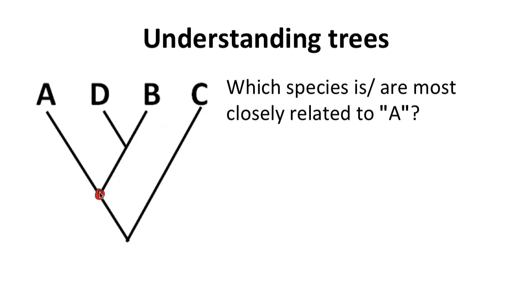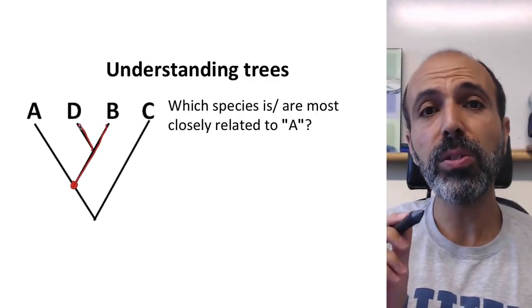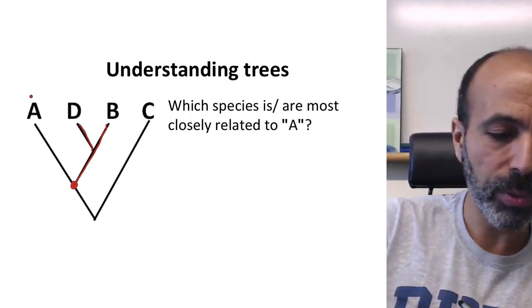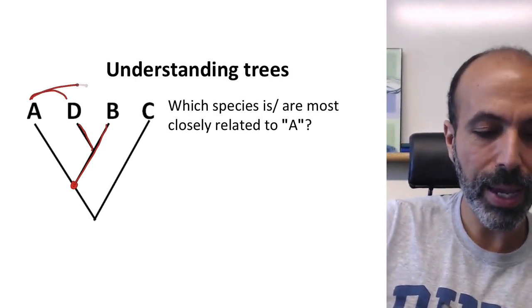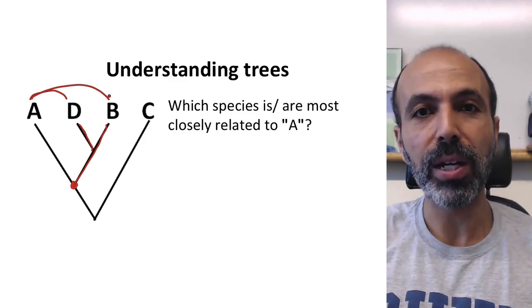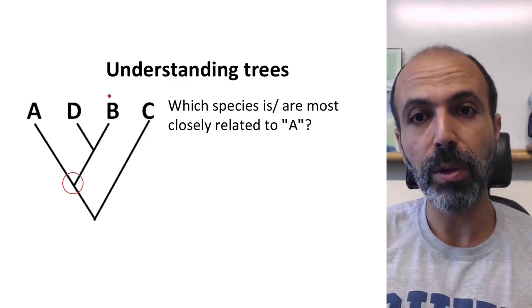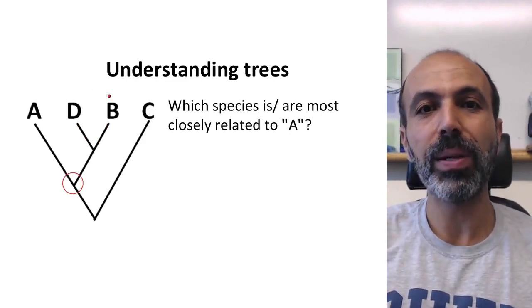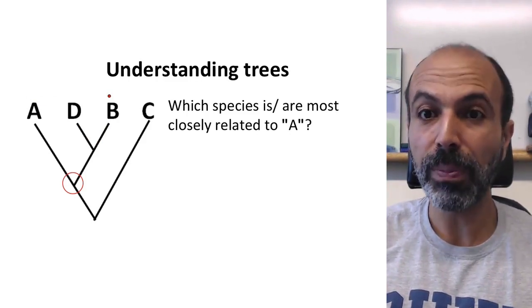And what you see is this branch goes both to B and to D. There is no difference in average relationship between A and D than between A and B because they share the same most recent common ancestor as depicted right there. So I hope that was useful for you.